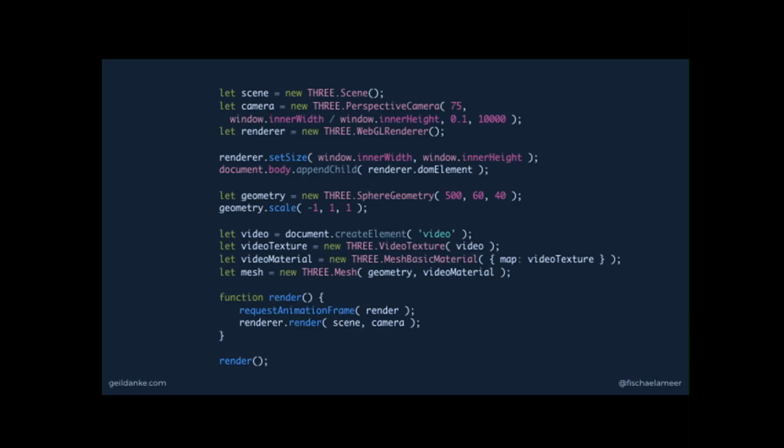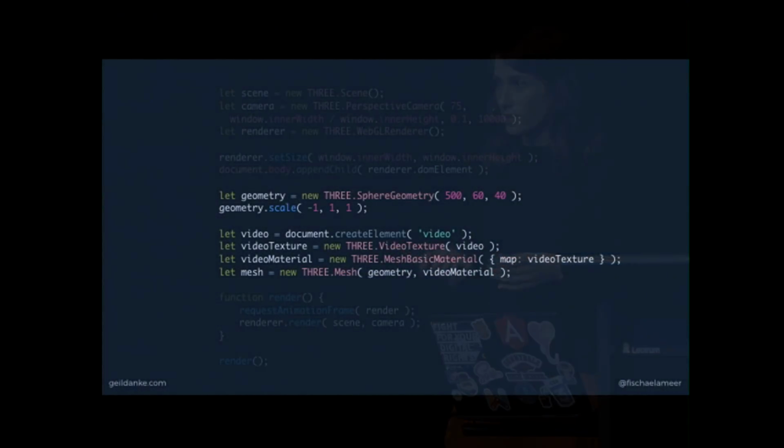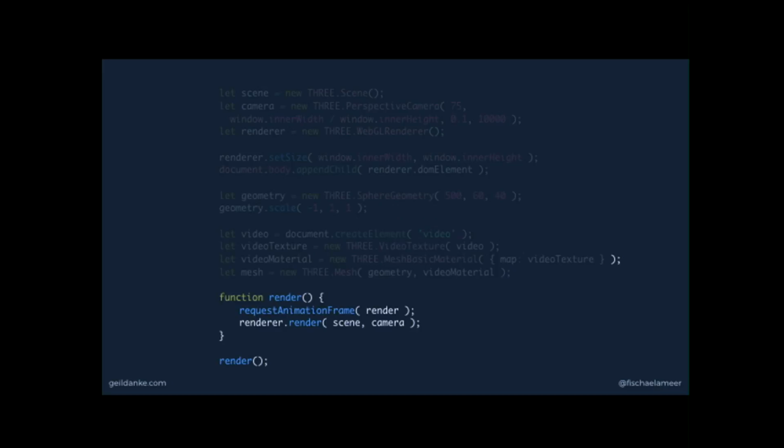So a simplified version of this code could look like this. Everybody who is familiar with WebGL or Three.js sees nothing new here. First, we create a scene and the camera. Then we create the sphere with the video texture. And then we render it all to the canvas within the render loop. This is only WebGL or Three.js. There's no WebVR here at the moment.